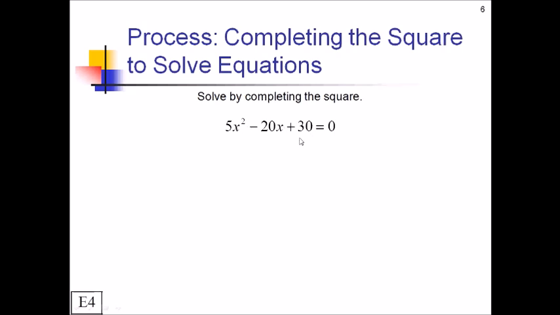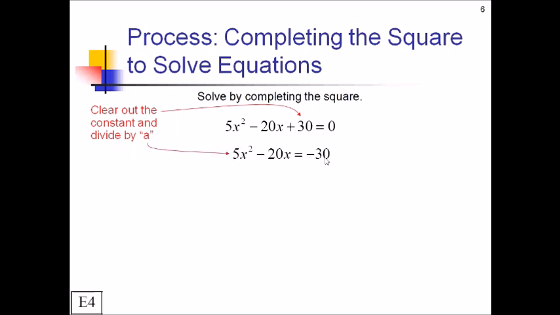Let's deal with the constant issue first. That's a pretty easy one. We're going to start by clearing out that constant by moving it to the other side. So that'll be a -30 on the other side. And then to get rid of this 5, we're just going to divide by whatever this a value out in front is. So we moved our -30 over there. Now I'm going to divide everything by 5. And that'll just give me x squared minus 4x equals -6.